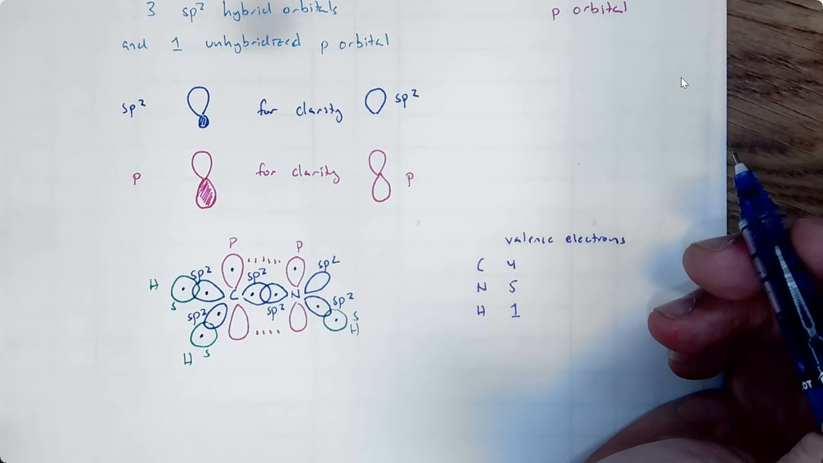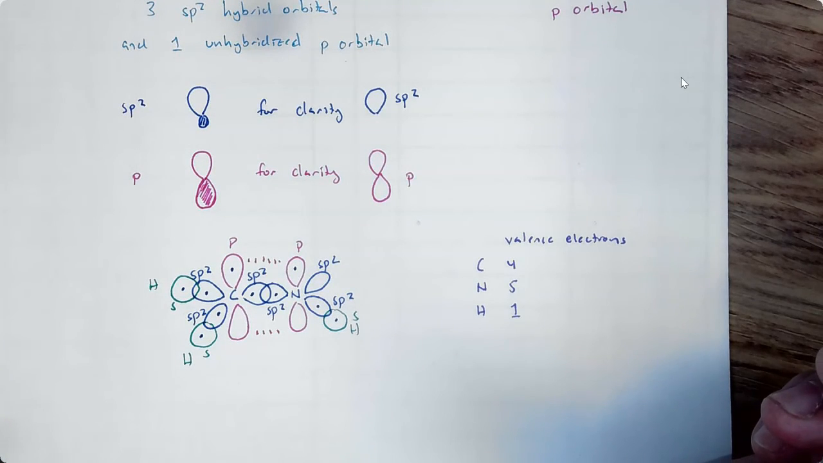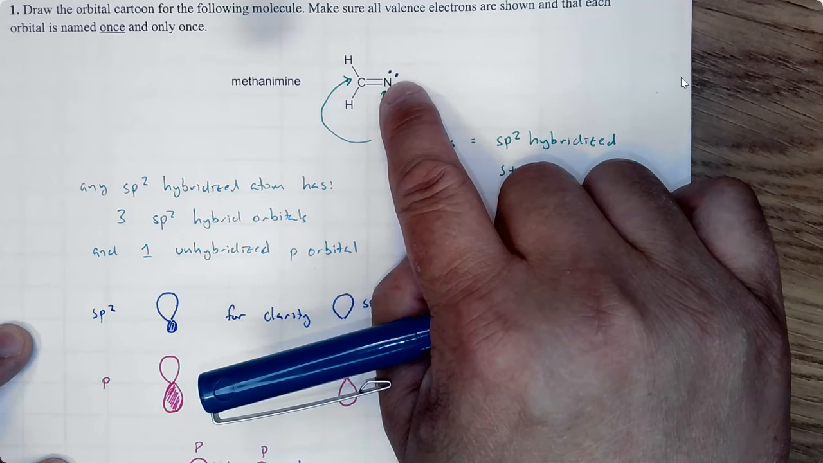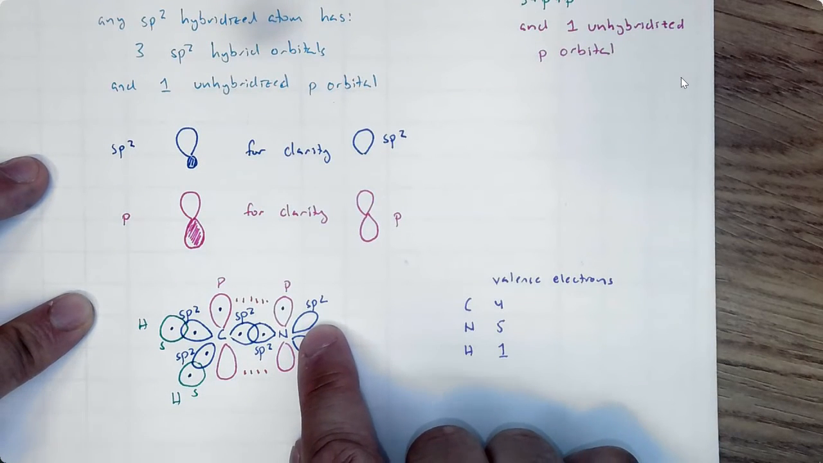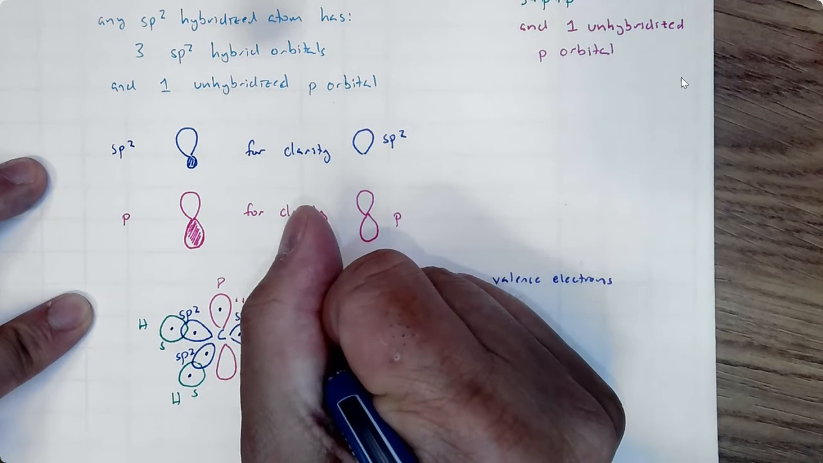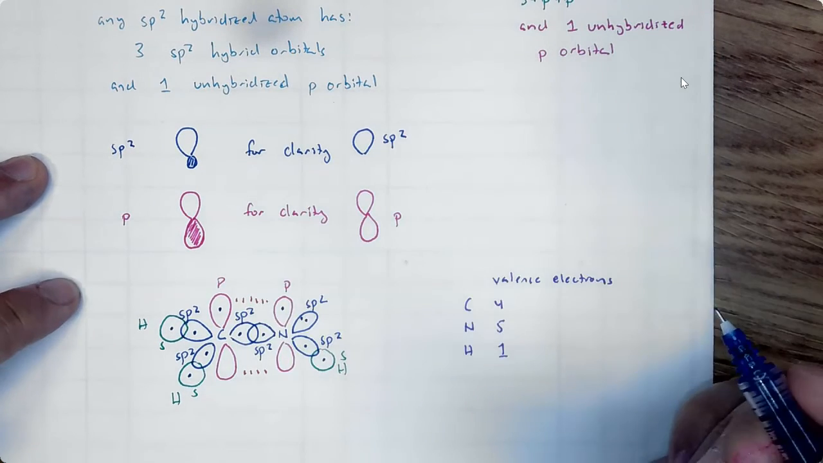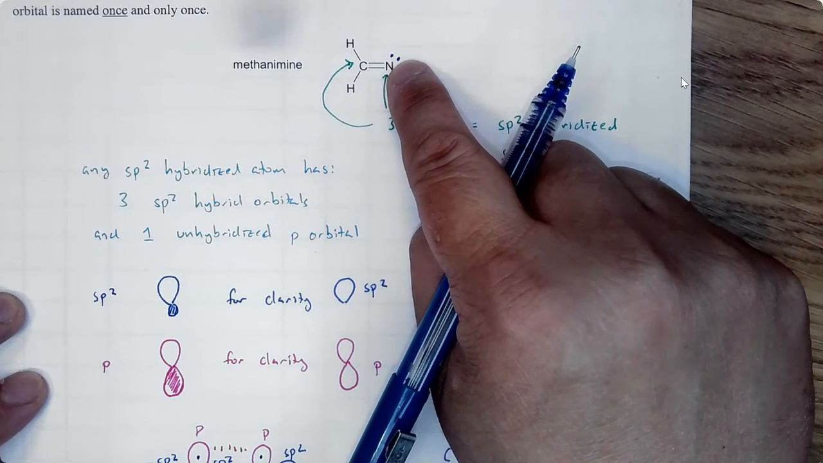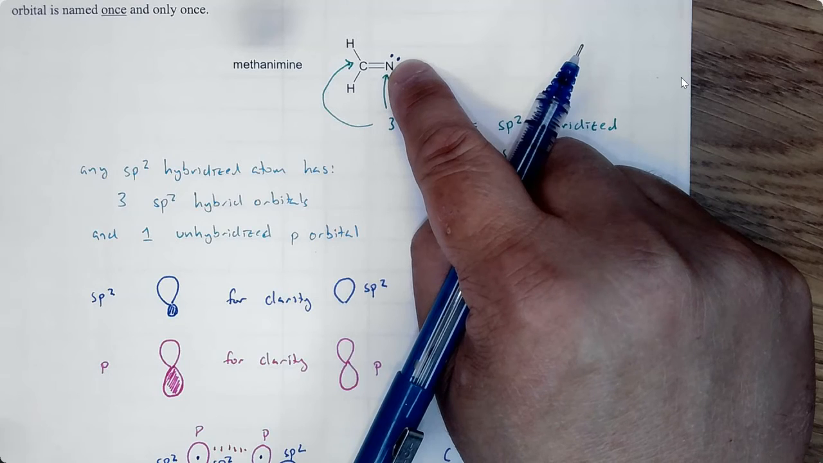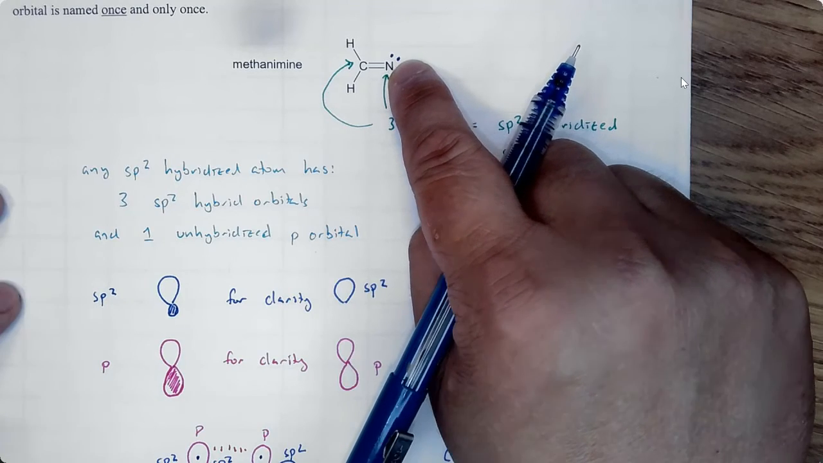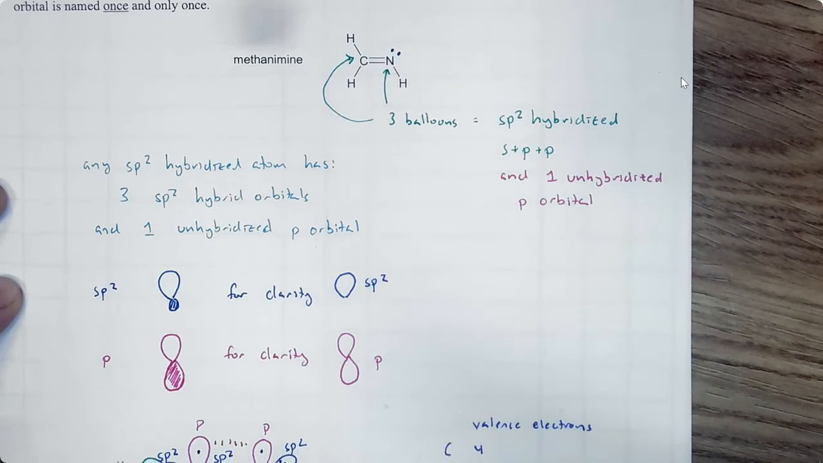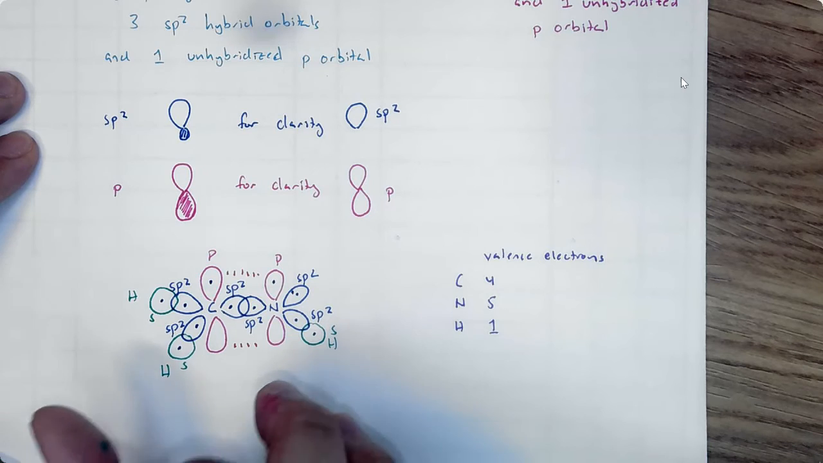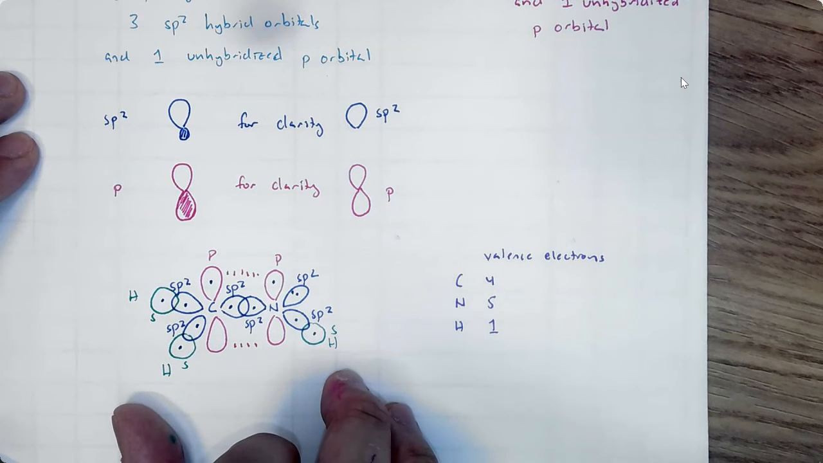Nitrogen has 5 valence electrons, and we only drew 3 so far. 1, 2, 3. But guess what? That lone pair, that sp2 orbital is empty, so we could fit both electrons of the lone pair here. And that tells us a lot of information. That tells us, literally, that lone pair is in an sp2 hybridized orbital, not in a p, and we're not splitting up the 2 electrons. That looks good for the complete orbital cartoon for methanimine.